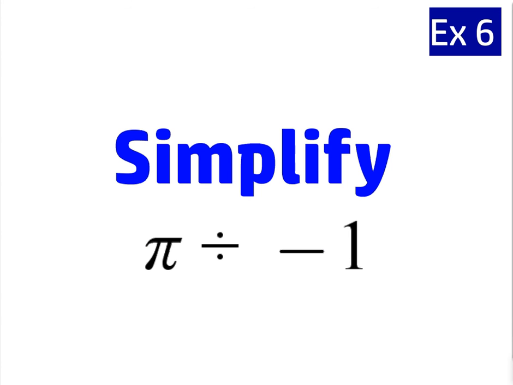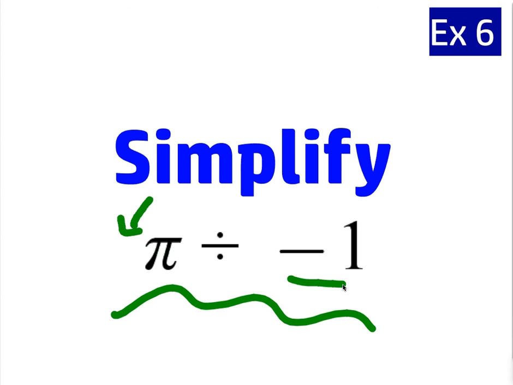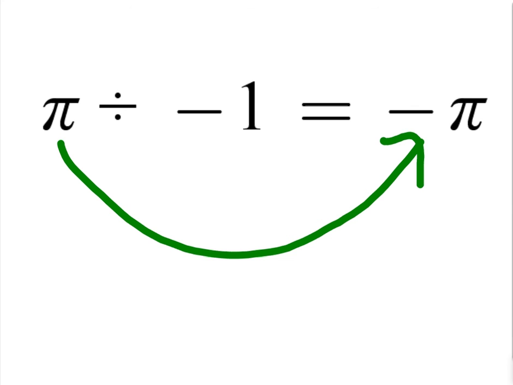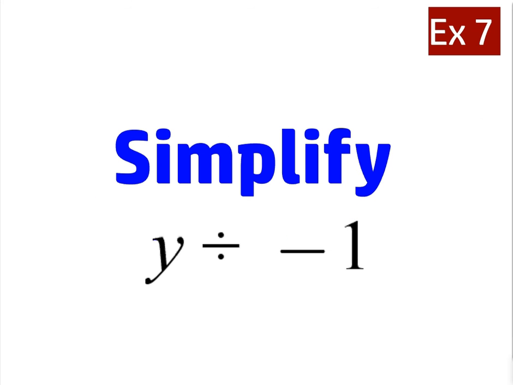How about this one? Positive pi divided by negative 1. Again, we could just think about, well, all I'm really doing is changing the sign right here if I'm dividing by negative 1. So therefore, I'm just putting a negative in front. That's all you have to do. And if it starts out negative, we're going to see that it becomes positive.